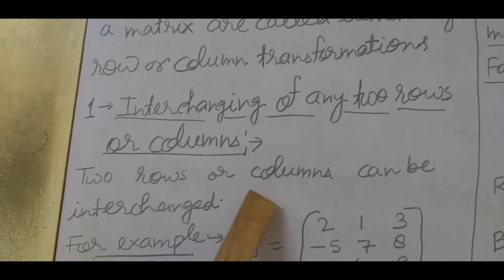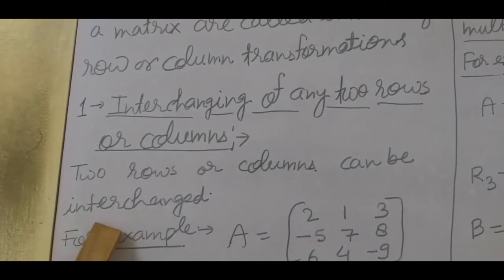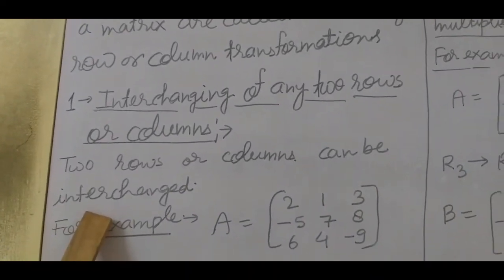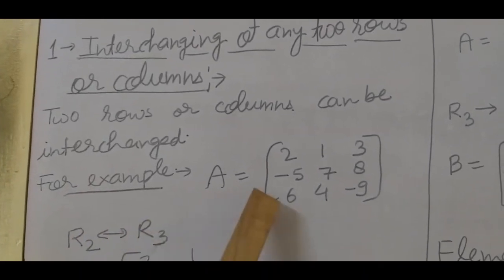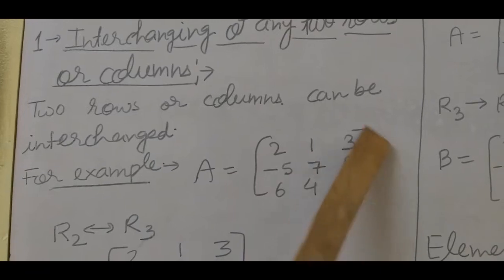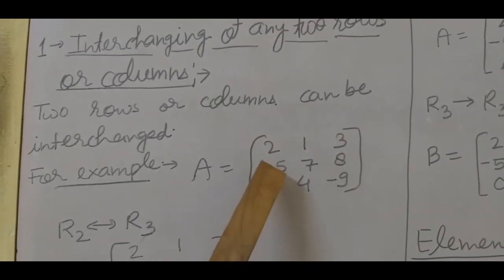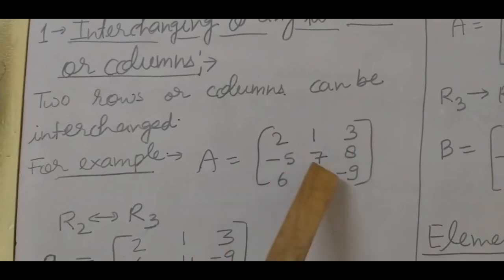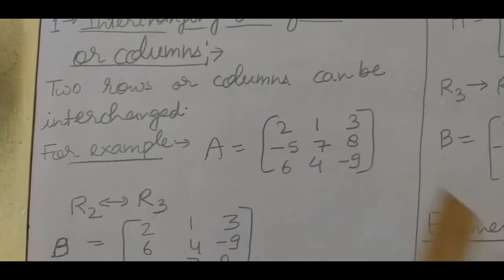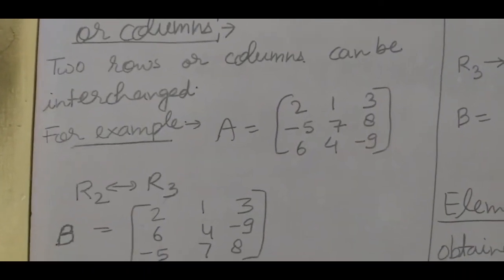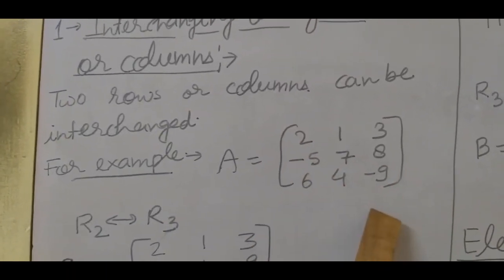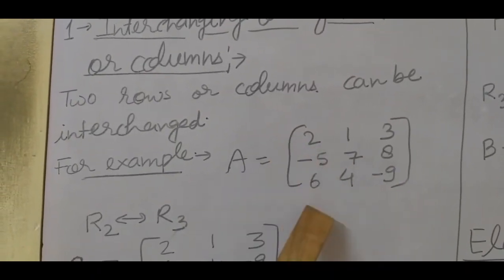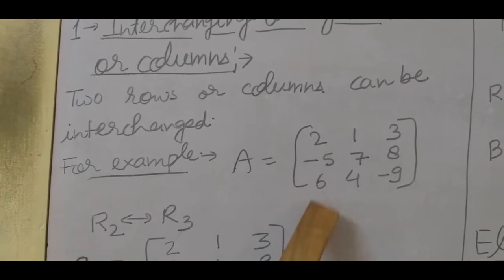Two rows or columns can be interchanged. What is interchanging, students? Let us take one example. A equals, there is a matrix of order 3 by 3: 2, 1, 3, minus 5, 7, 8, 6, 4, minus 9. Now, students, you can see there are three rows. We can interchange any two rows or two columns.